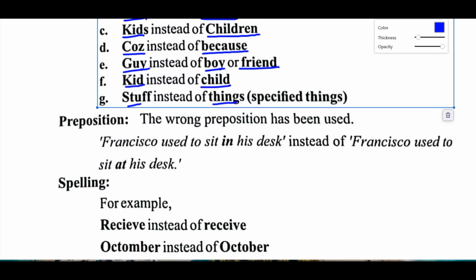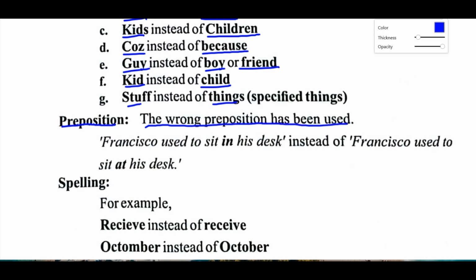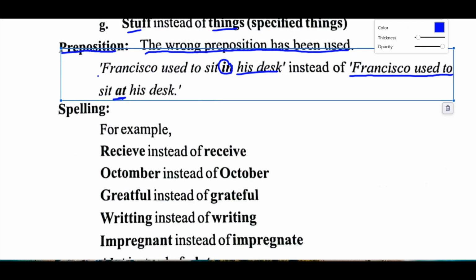We move on to what we call preposition. So prepositions are words that show direction, place, position. So the wrong preposition has been used. For example, we have Francisco used to sit in his desk. So in is a wrong preposition. Instead, we are supposed to say Francisco used to sit at his desk. So make sure you work on the prepositions. So you need to know which preposition comes after this word.